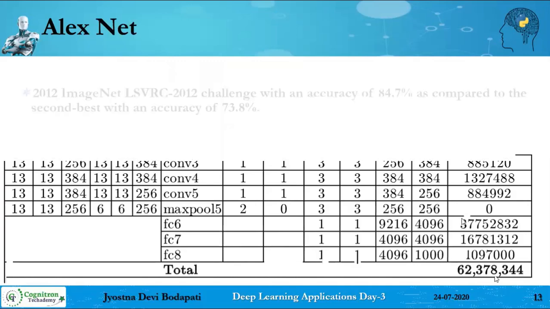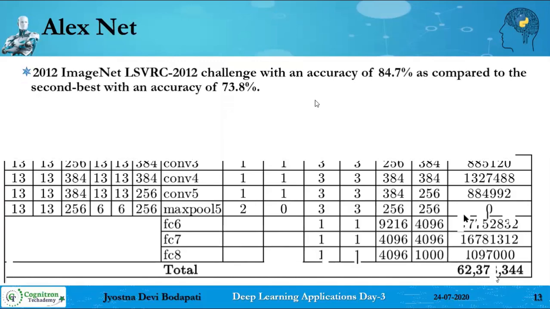Then in the next case, AlexNet, of course. How was it introduced? It had an accuracy of 84.7%, whereas the leaderboard was 84.7. That was AlexNet.